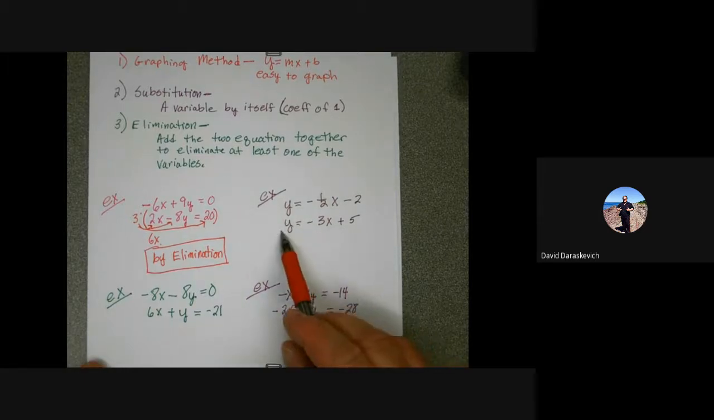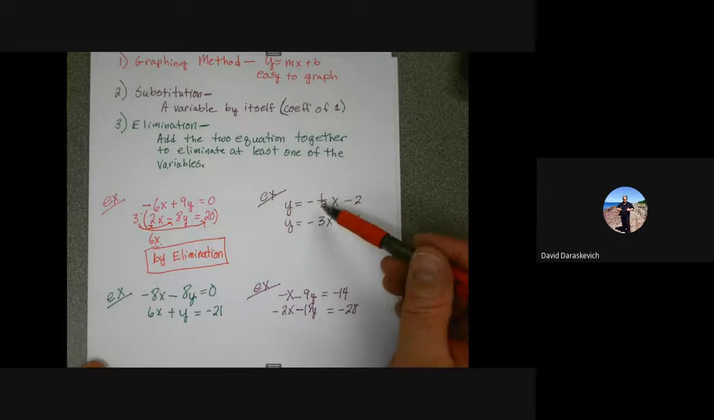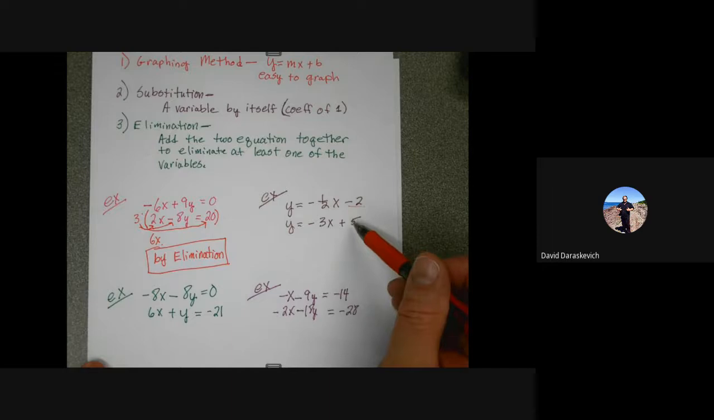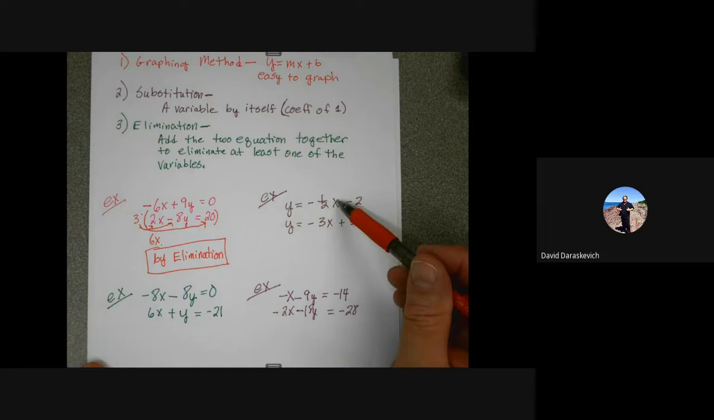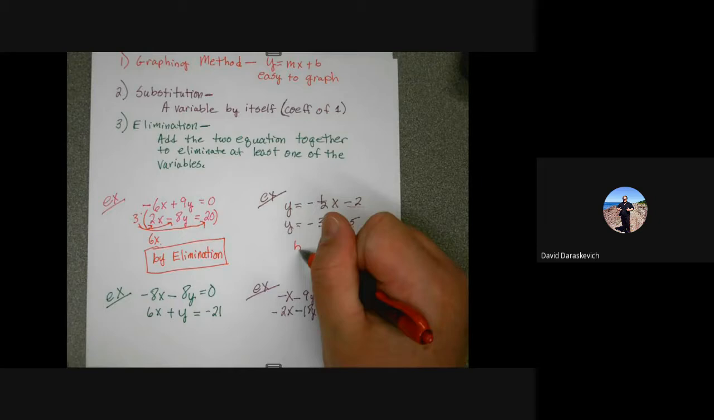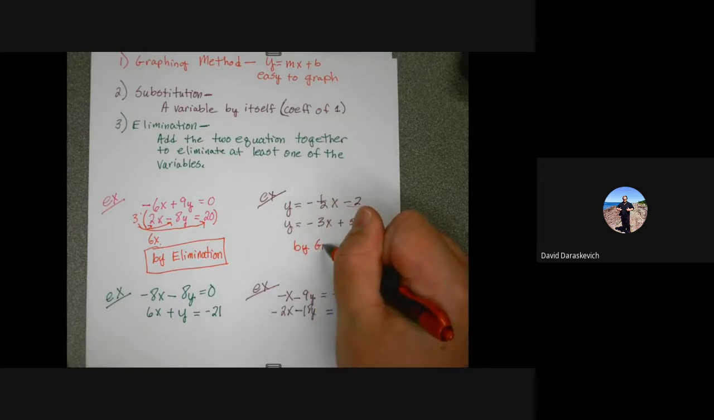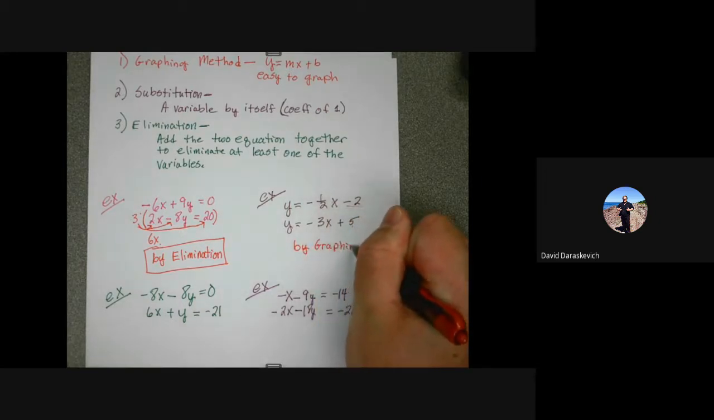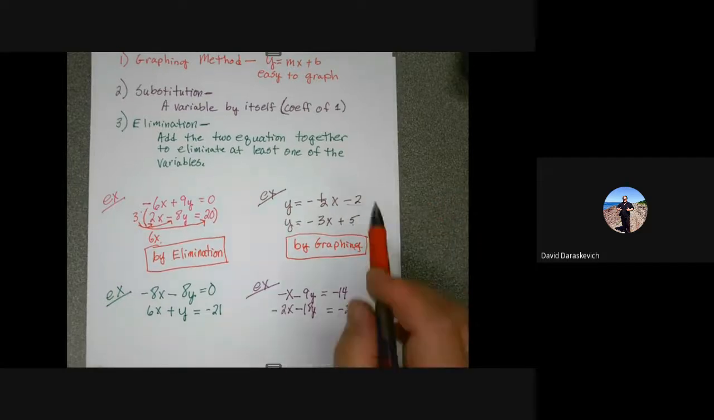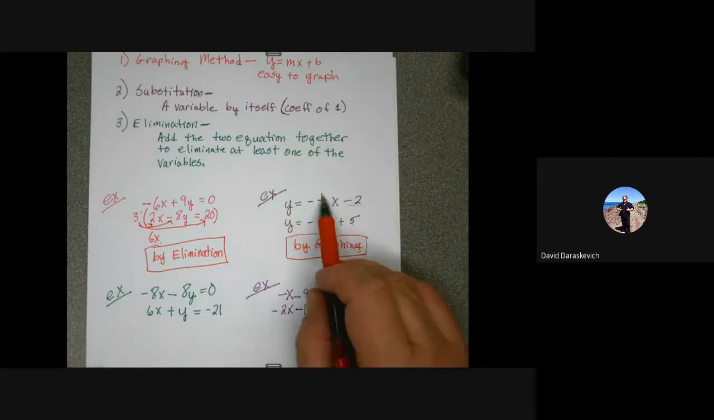Second example, I have y equals negative 1/2 x minus 2 and y equals negative 3x plus 5. This one is in y equals mx plus b. In fact, both of them are. This would be a really good one to solve by graphing, because it's really easy to graph a line when it's in y equals mx plus b form. Start at negative 2, go down 1 to the right 2, or up 1 to the left 2.